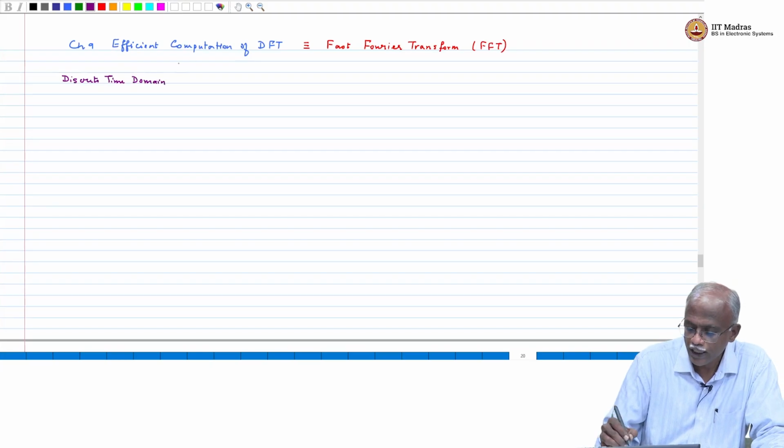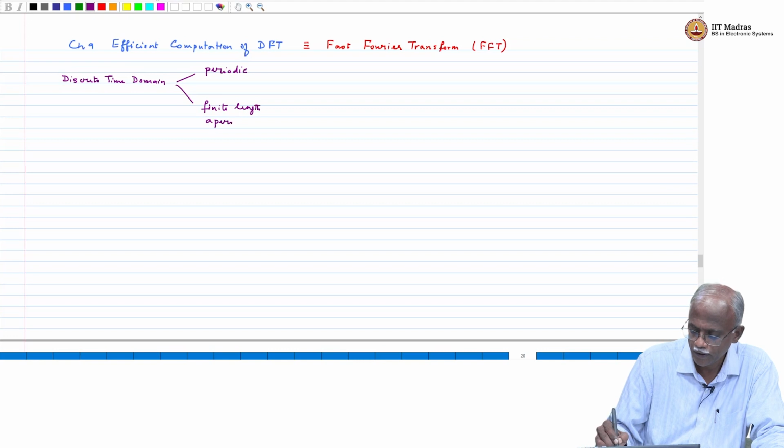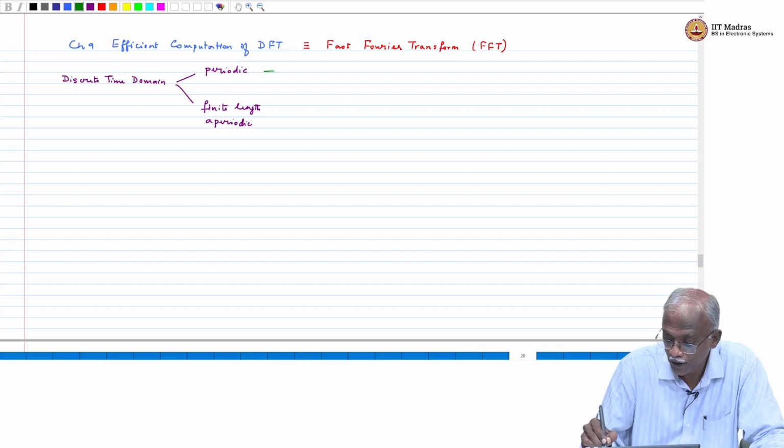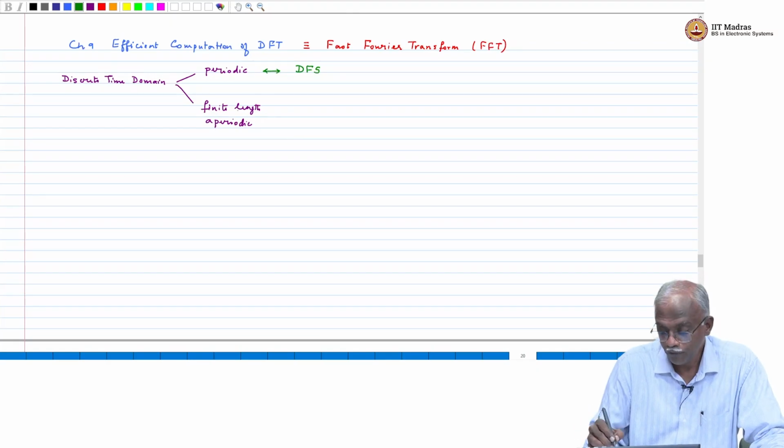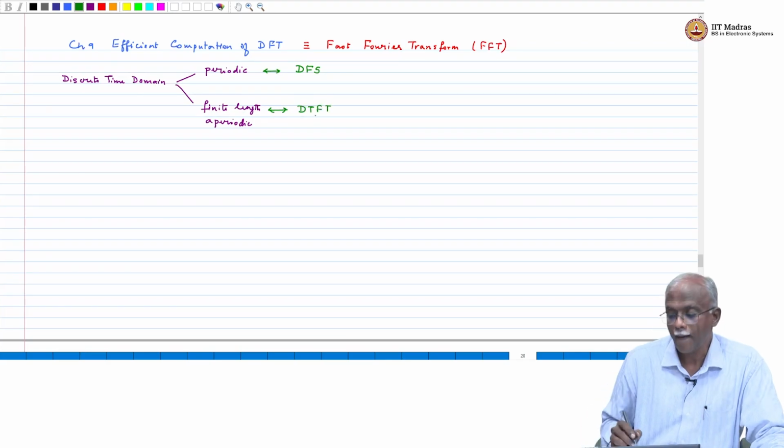Okay, it is important to once again remind ourselves that when you are in the discrete time domain, your signal can be either periodic or finite length or aperiodic. For periodic signals, we have the discrete Fourier series representation. For finite length sequences, we have the discrete time Fourier transform.